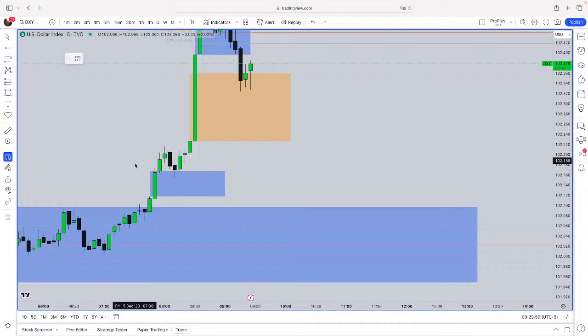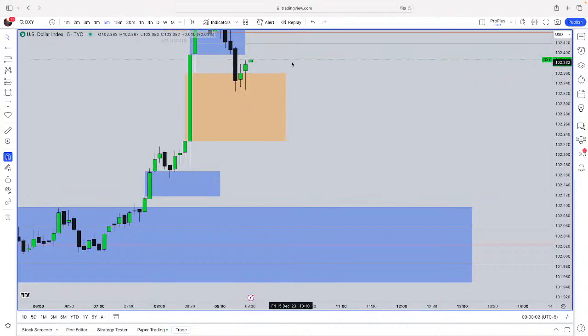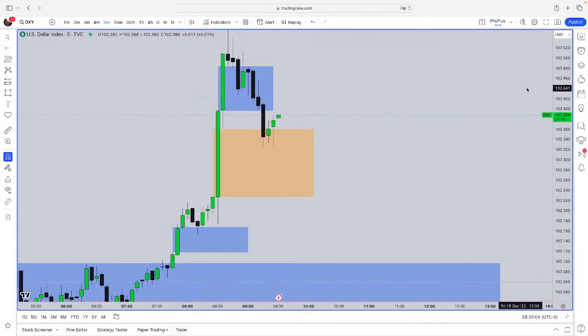This one here doesn't even get to the 25%, nowhere near the consequent encroachment. So this is just an indicator that it wants to run higher. So that's the institutional order flow entry drill.